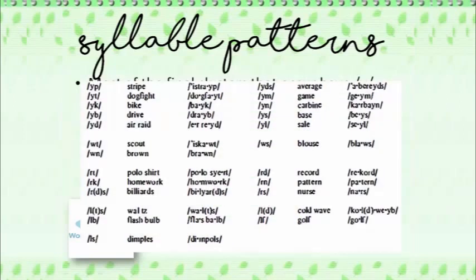Some examples we have here: stripe, strap, dogfight, bike, drive, air raid, scout, brown, polo shirt, homework, billiards, waltz, flash bulb, dimples, average, gain, carbine, base, sail, blouse, record, pattern, nursed, cold wave, golf.